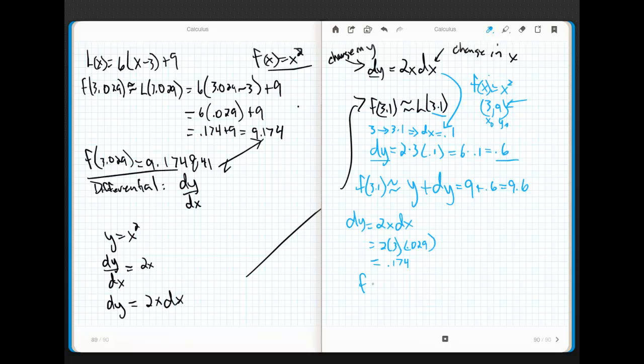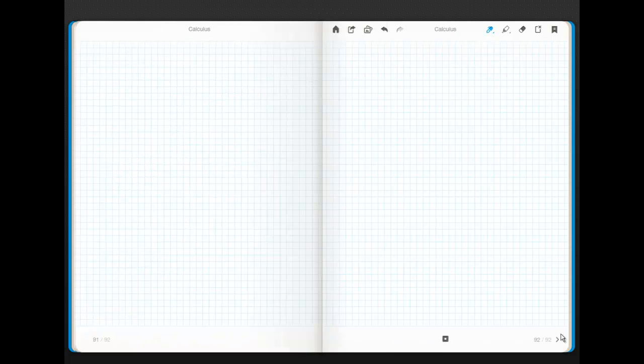So I know that f of 3.029 is going to be approximately equal to y plus the change in y, which the original y was 9, plus the change, which is 0.174. Isn't that cool? Okay, now watch. Let me show you why differentials are so cool. Sometimes writing a linearization of a function can be really, really hard.